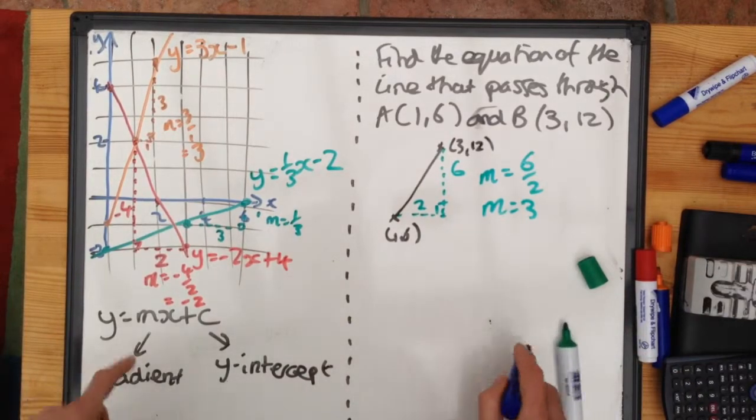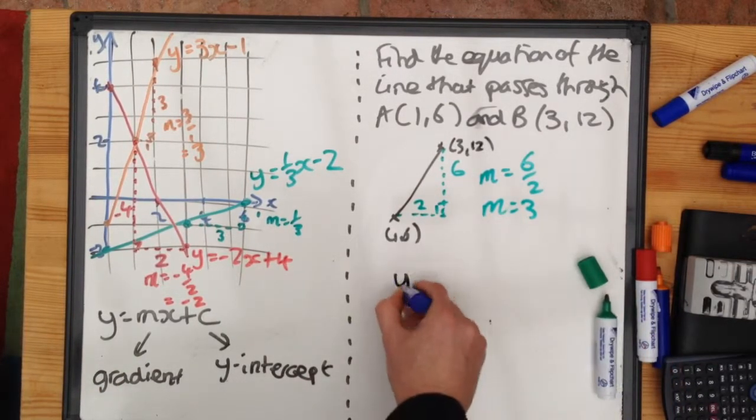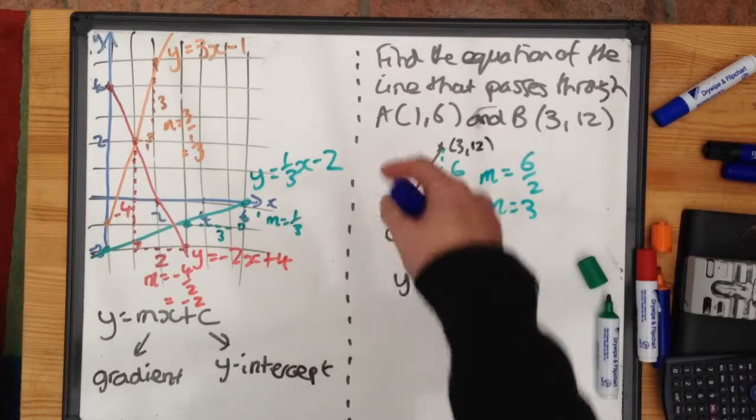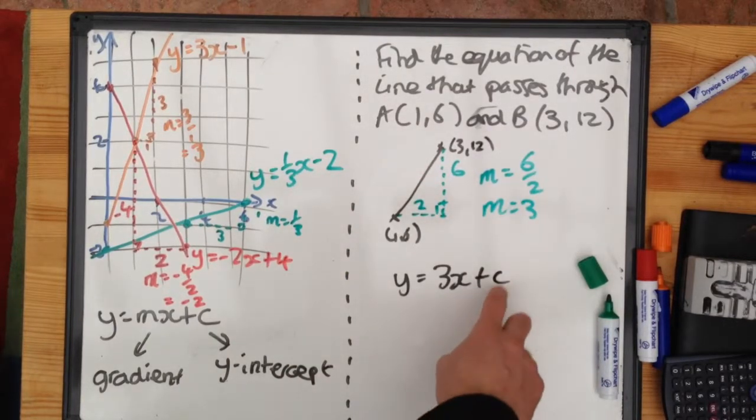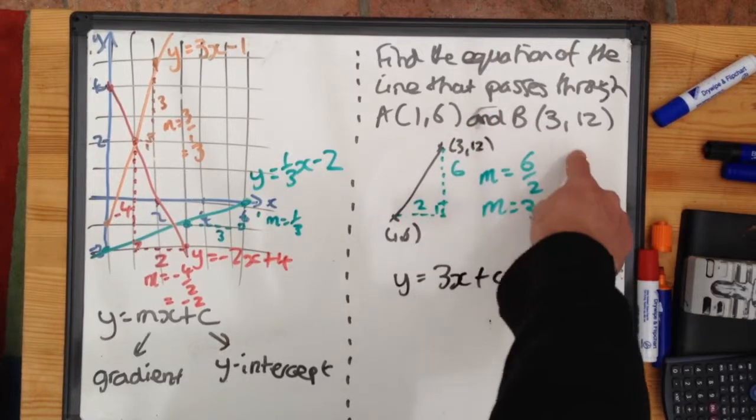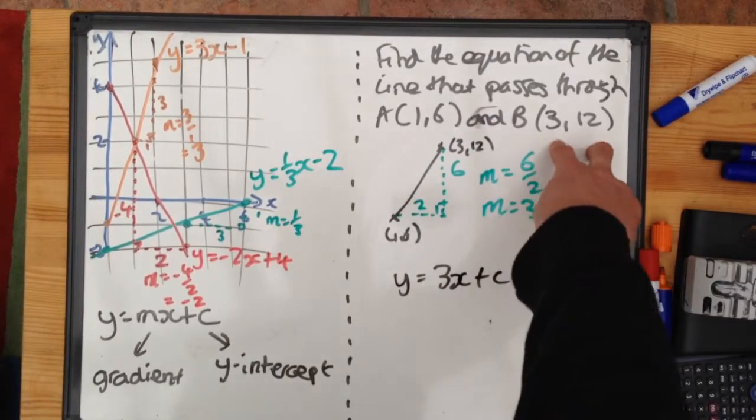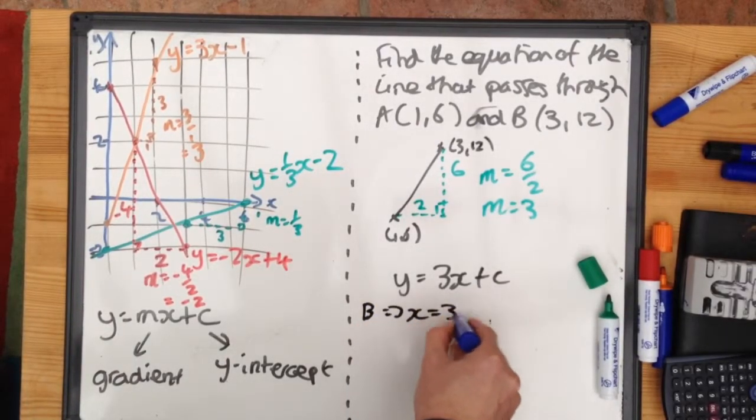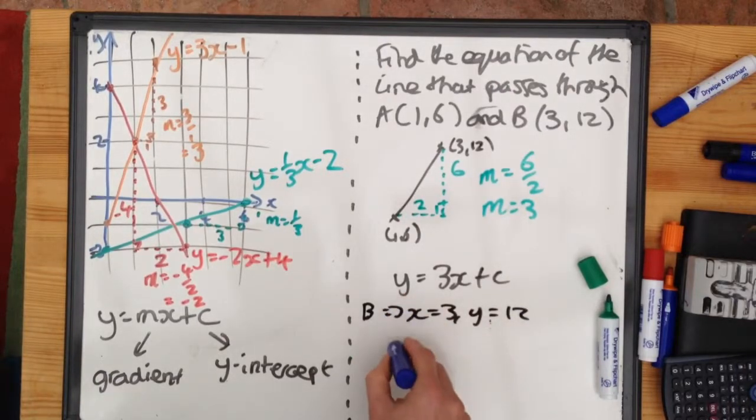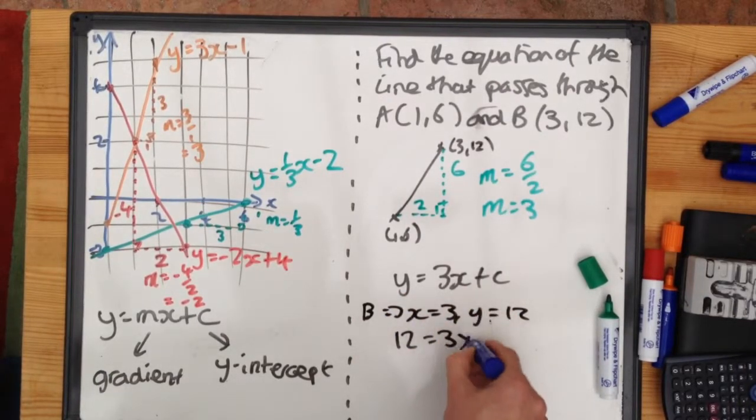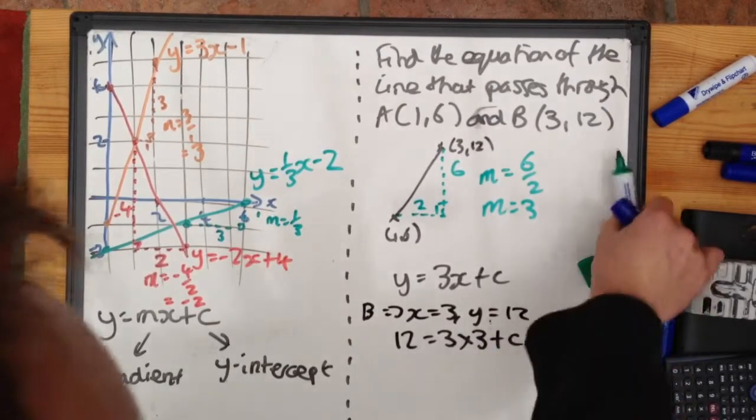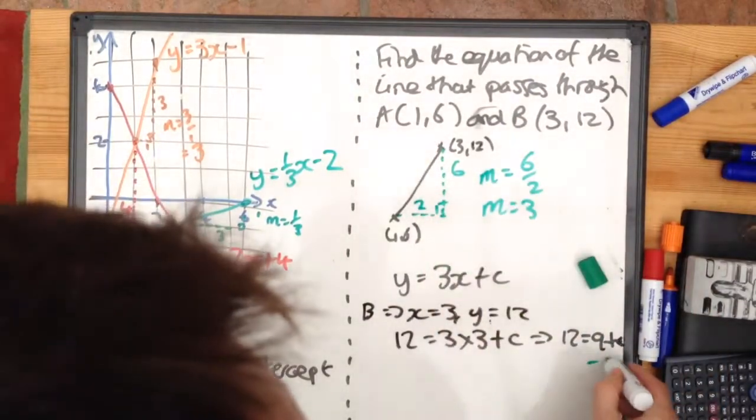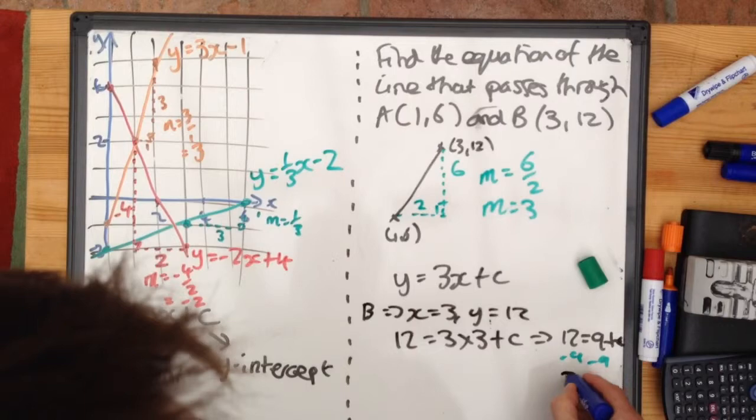I know that my equation is y is equal to mx plus c, so it's y is equal to 3x plus c. I still don't know what that c is. I could trace this back and work it out like that, but the easiest way to get the value of c is to use one or the other of the 2 points that the line passes through. I'm going to use B, but you could use A, you'll get the same result. Looking at B, it tells us that x is 3 when y is equal to 12. And if I swap that in, I get 12 is equal to 3 times 3 plus c. So I end up with 12 is equal to 9 plus c. If I subtract 9 from both sides, I end up with 3 is equal to c.